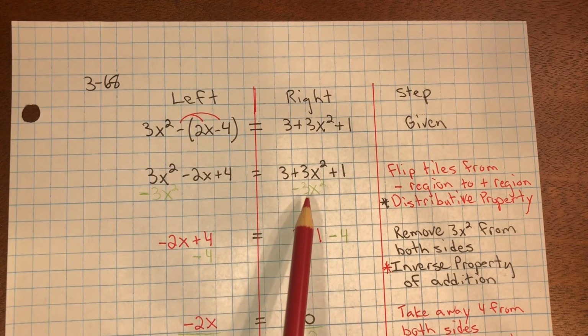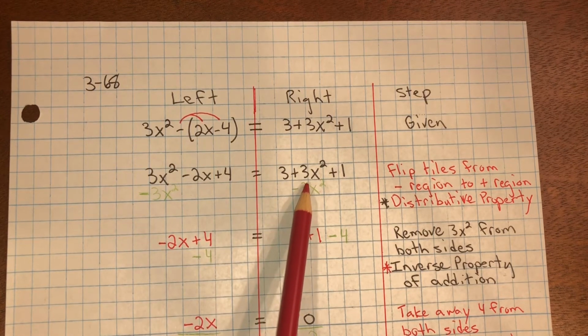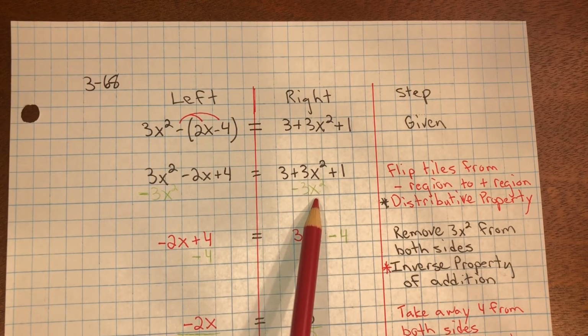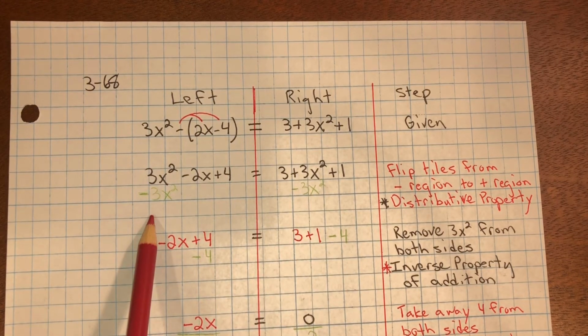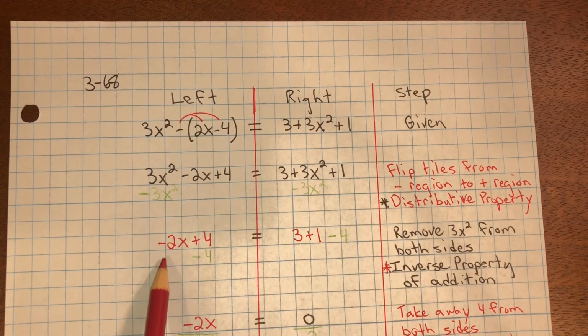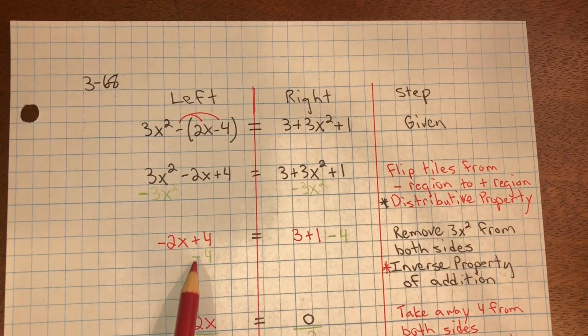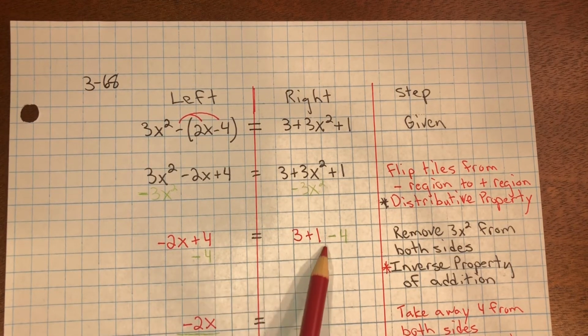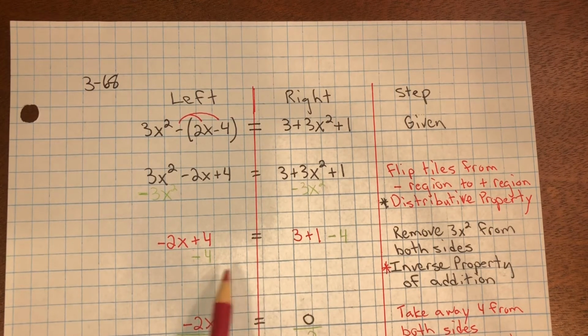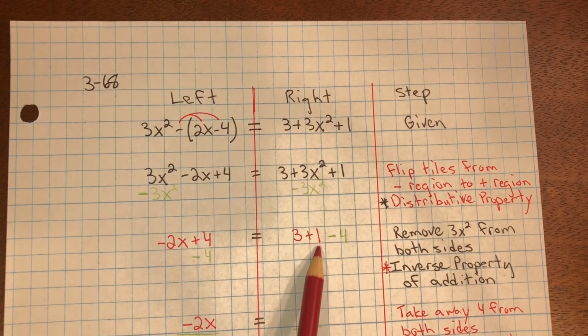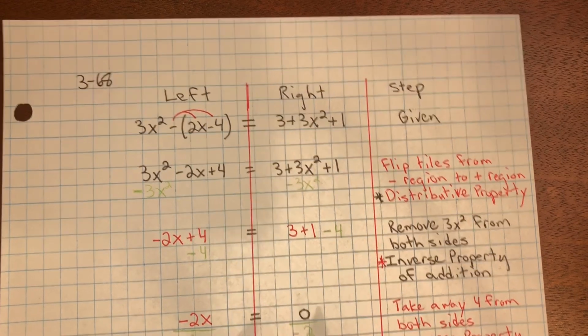Next, we're going to remove 3x from both sides. We do that by the inverse property of addition, which is subtraction. This created a 0 pair on the right, 0 pair on the left. Now we're going to do the inverse property of addition, which is subtraction, or we're going to take away 4 from both sides. Created a 0 pair, and here we have 3 plus 1 is 4, minus 4 equals 0.